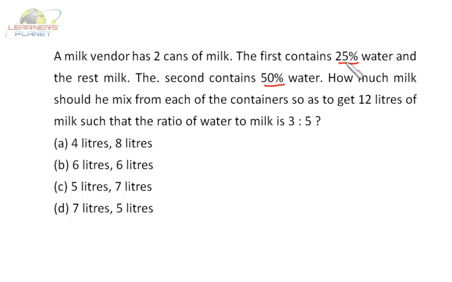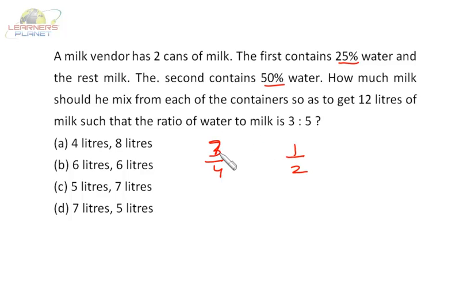Friends, in this container 25% is water and 75% is milk. Let's choose one of them and make a comparison. So if 25% is water, 75% is milk. So let's take milk, that is 75%, or we can say 3 by 4. In this one 50% is water and 50% is milk, so it is half. We can take either milk or water; in both cases, the answer will remain the same.